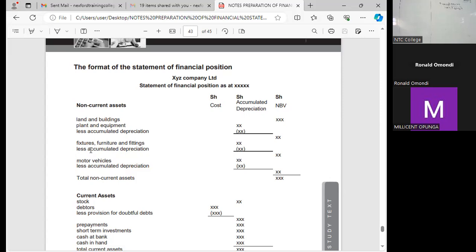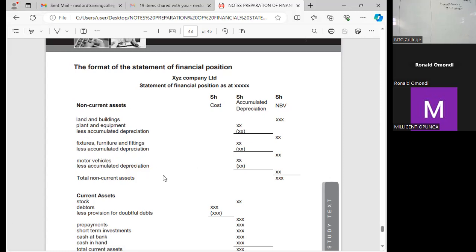And then you know what fixtures are. Fixtures refer to things like shelves. If you go to a supermarket, you see things such as shelves, things that are fixed in an office or in a factory, you call them fixtures, from the word fixed. Then you also depreciate them. Again, the other example of a non-current asset is motor vehicle. Also, you put them there.